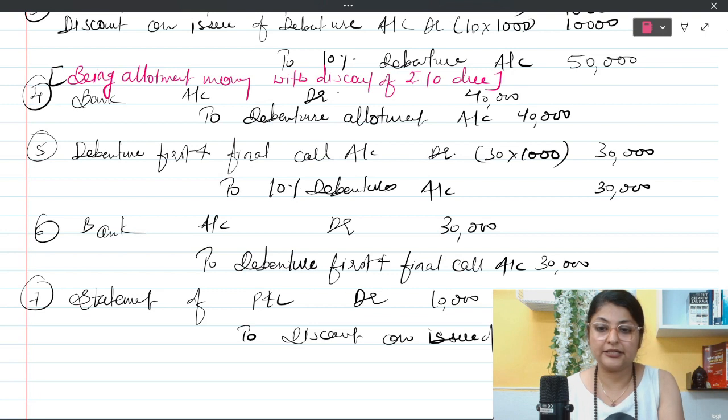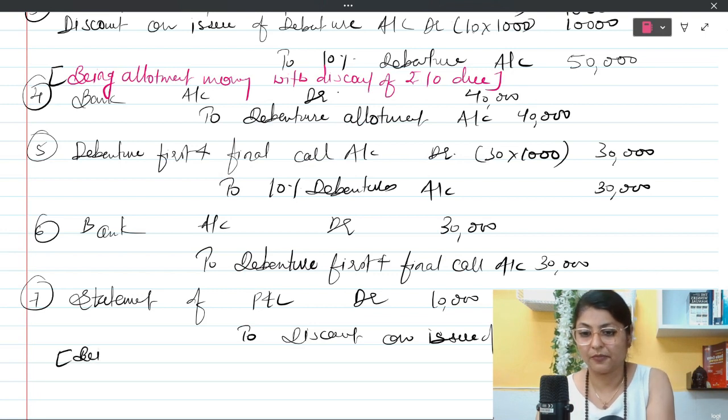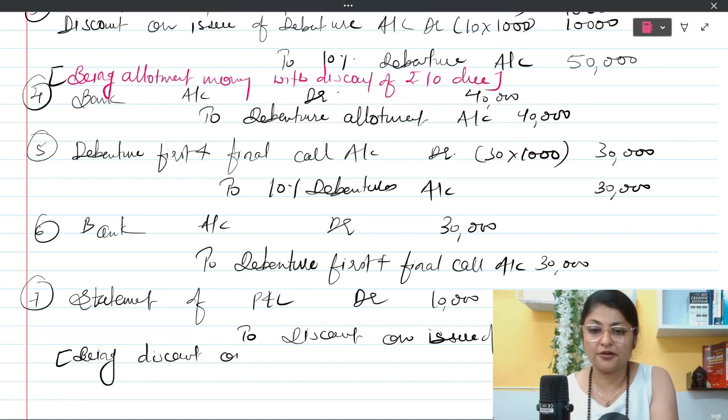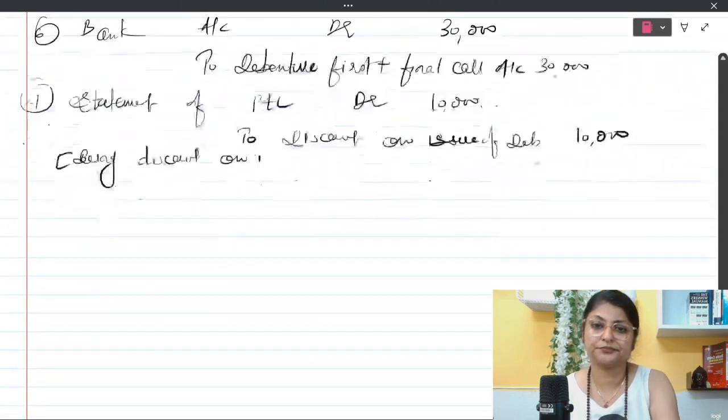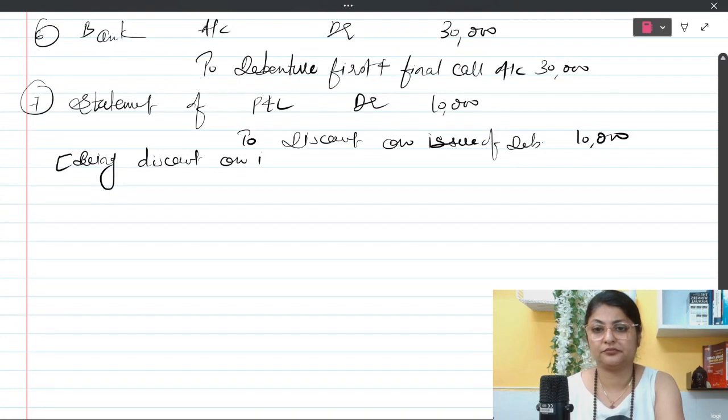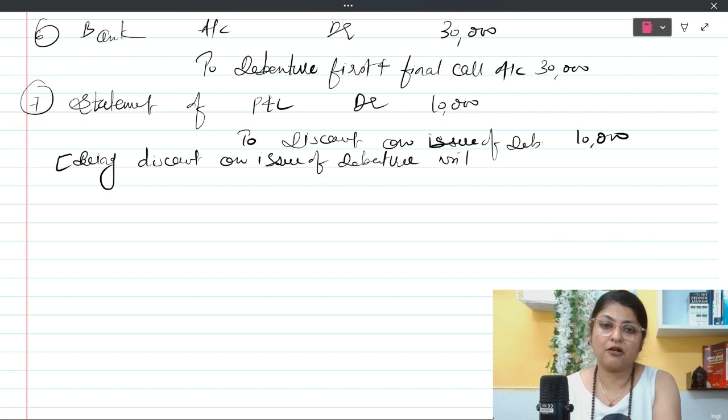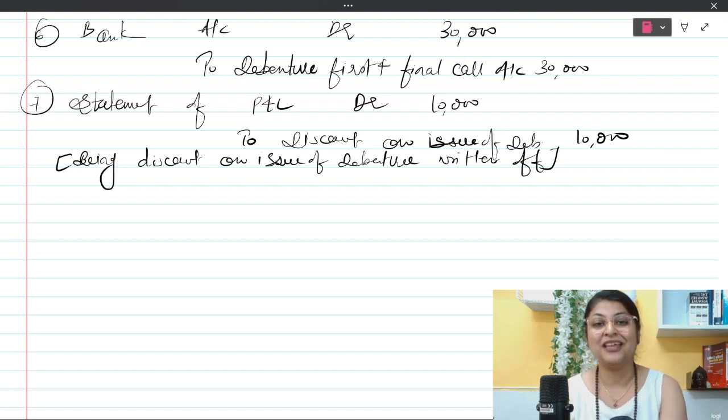So we will write in narration: being discount on issue of debenture written off. Written off means we have closed this account. Let us understand once again what we are doing in this entry. We are closing discount on issue of debenture account because it's a loss and it has to be written off.